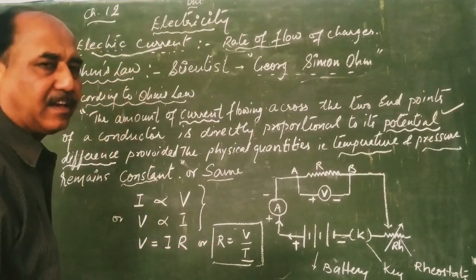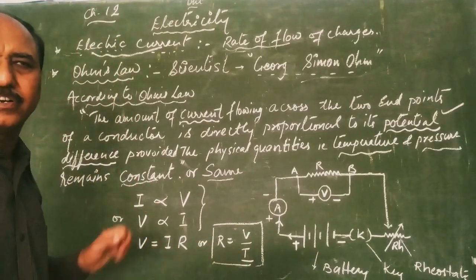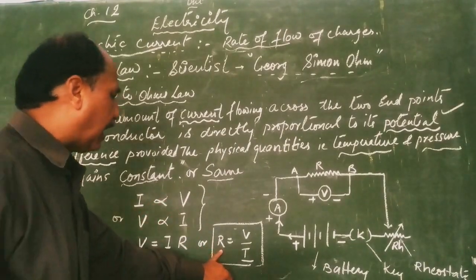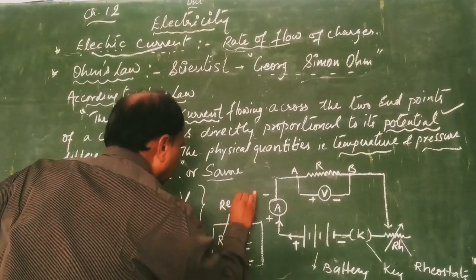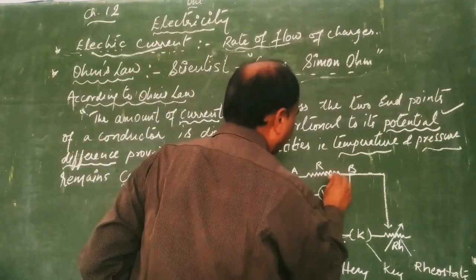Now what is R here? We have taken the constant of proportionality as R. We can call this R a resistor also. A resistor. Here we can write, this is a resistor.